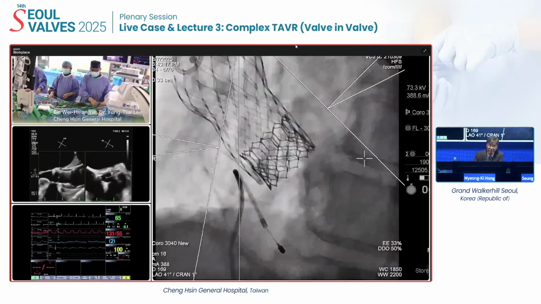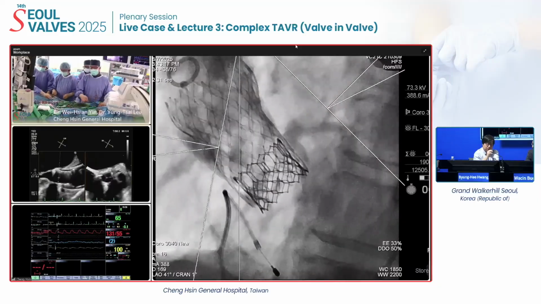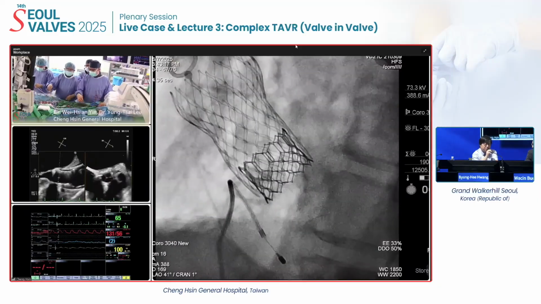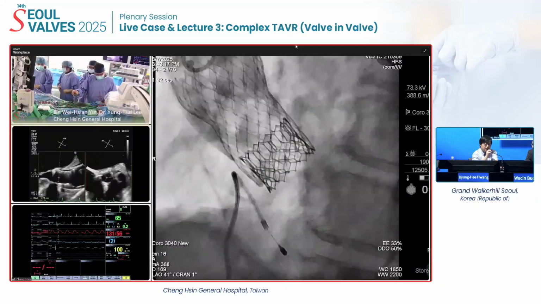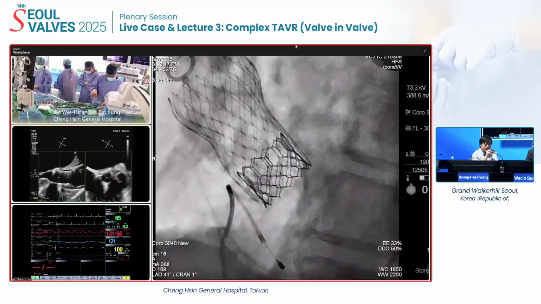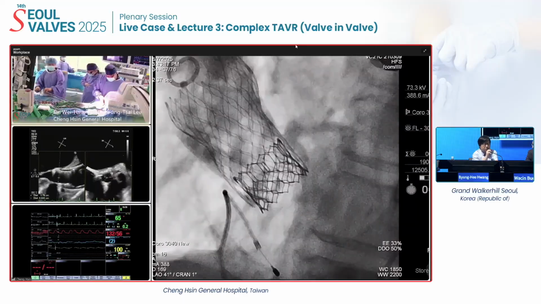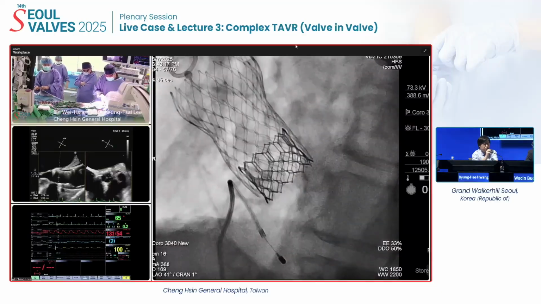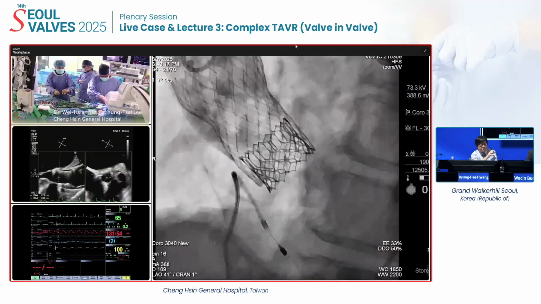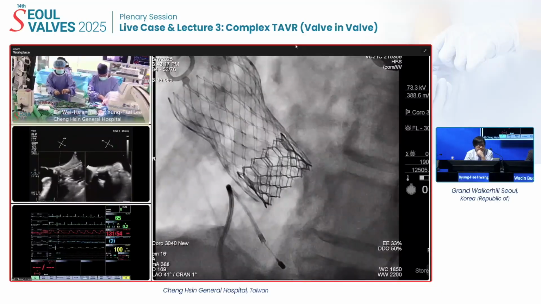Actually, Dr. Lin, I have a question for you. The unicorn procedure is usually done with a balloon-expandable valve, right? I've seen some case reports of doing unicorn with a self-expandable valve. Do you have any experience with self-expandable valves? Yeah, we have 2 or 3 cases I can remember.